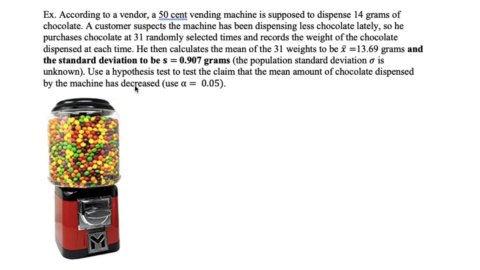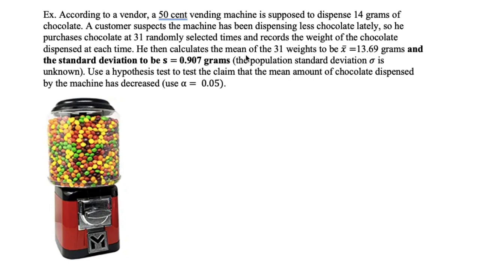So just to review the whole problem, in this example, according to a vendor, a 50-cent vending machine is supposed to dispense 14 grams of chocolate. A customer suspects the machine has been dispensing less chocolate lately. So he purchases chocolate at 31 randomly selected times and records the weight of the chocolate dispensed at each time.